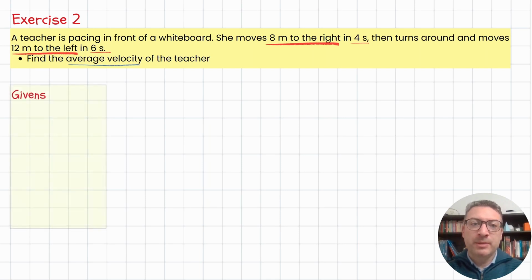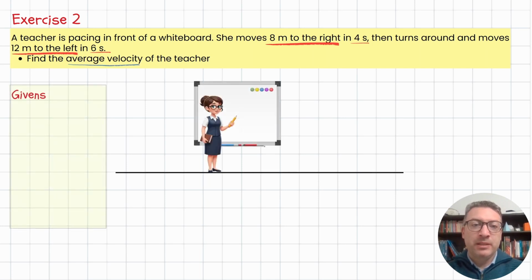So let's try to understand what is happening. We have the teacher in front of the whiteboard. We need to find a way to define her displacement. So let's use an axis to indicate the coordinate of the teacher. The origin of the axis will be the starting position of the teacher, and then we can define all other positions with positive and negative coordinates. Notice that positive coordinates are those to the right of the initial point, whereas negative coordinates correspond to positions to the left.